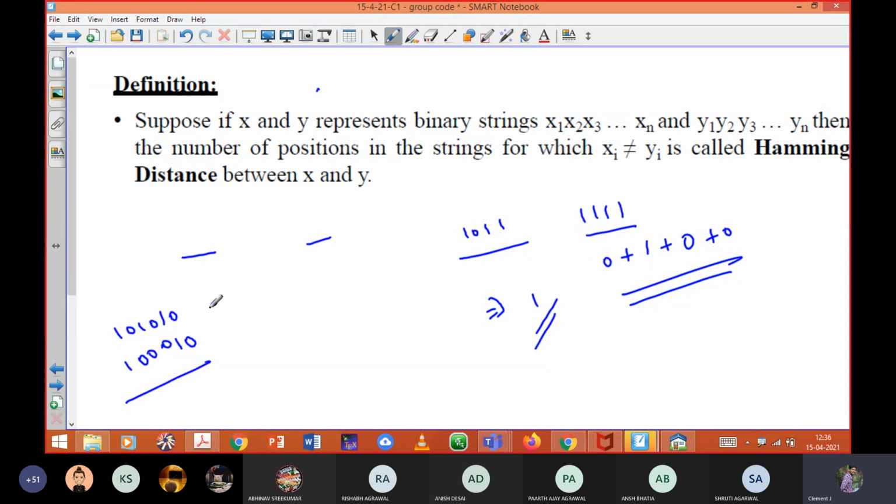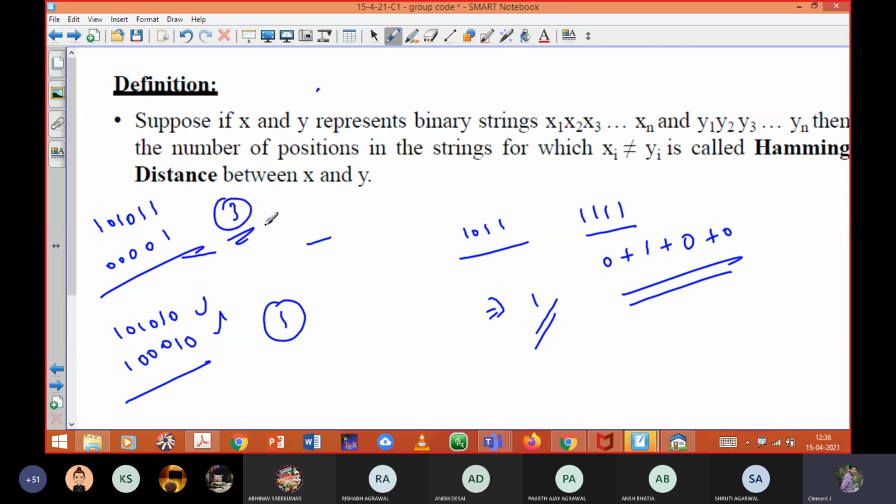What is the answer for the Hamming distance between these two codes? 1. Very good. Okay, 1 is the answer. You should not fix your mind that it always gets the answer as 1. I have given the numbers randomly. What is the answer for this? 3.